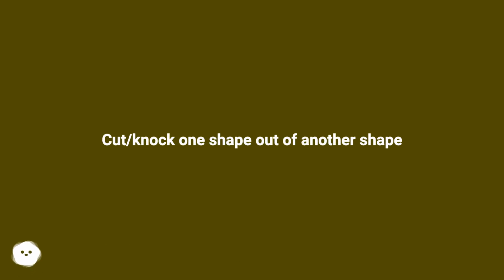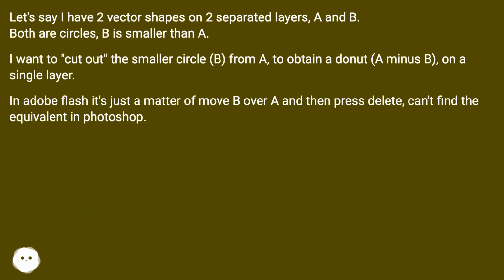How to cut/knock one shape out of another shape. Let's say I have two vector shapes on two separated layers, A and B. Both are circles, B is smaller than A. I want to cut out the smaller circle, B, from A, to obtain a donut, A minus B, on a single layer. In Adobe Flash it's just a matter of move B over A and then press delete, can't find the equivalent in Photoshop.